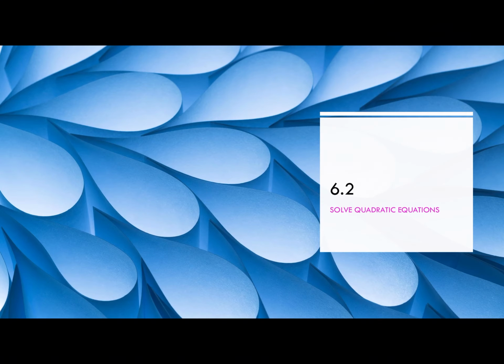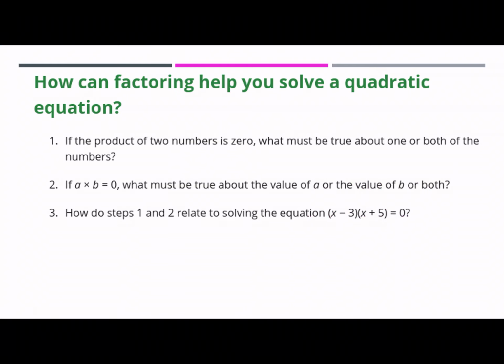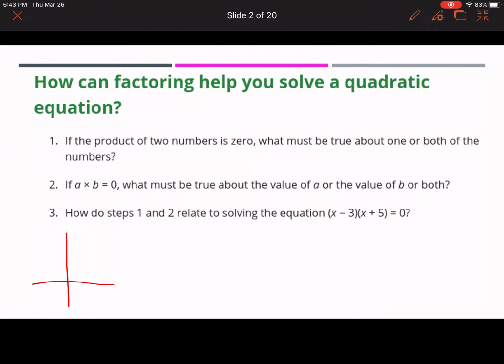All right, now we're into 6.2, solving quadratic equations. So how can factoring help you solve a quadratic equation? By solving, what they mean is finding the x's, so finding the x-intercepts. So if we took our graph and we had some sort of parabola, when we talk about solving it, we are talking about finding the x-intercepts.